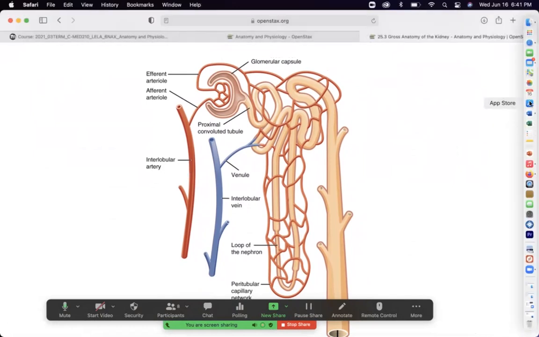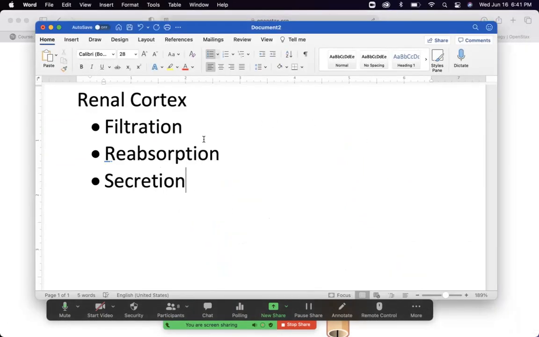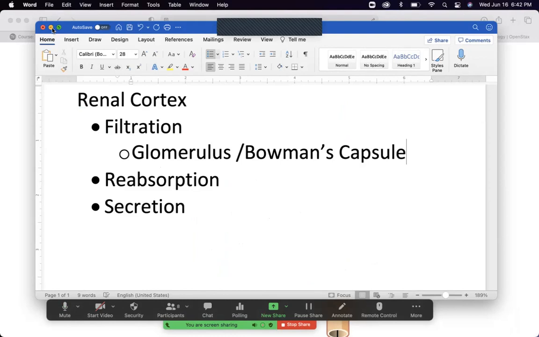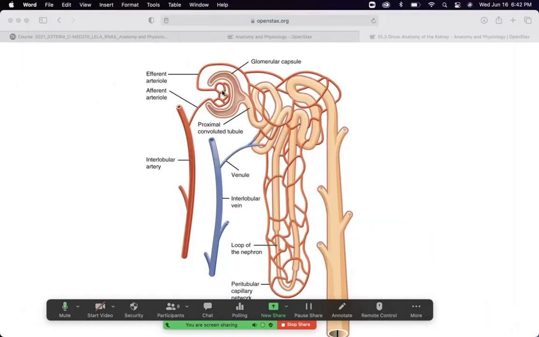So we talked about the three processes right here. Filtration, reabsorption, secretion. Well, filtration happens at the level of the glomerulus and the Bowman's capsule. Where's that? This tuft or little tuft is like kind of like a big tangled ball of capillaries. And they're very small. And it's really neat because things can go in and out of here really easy.